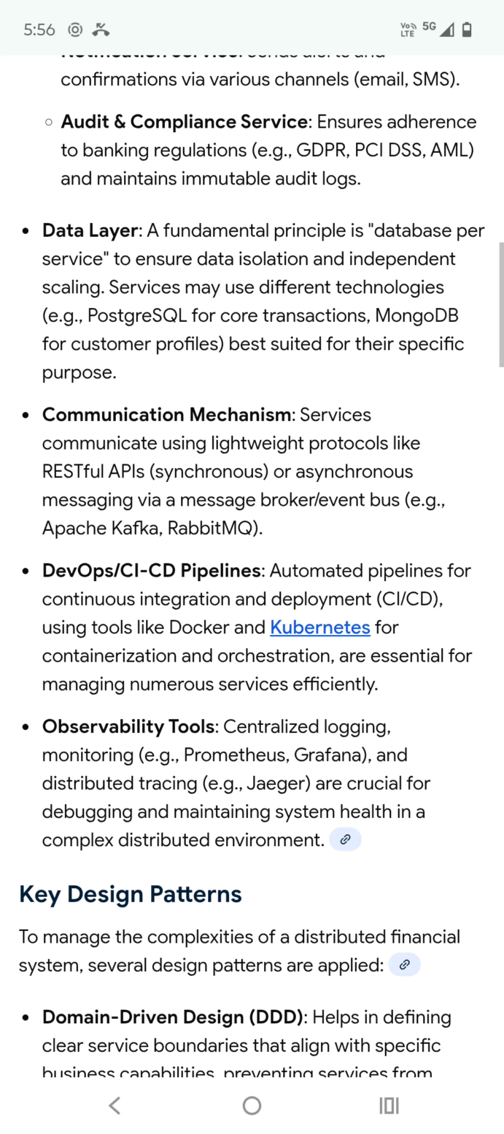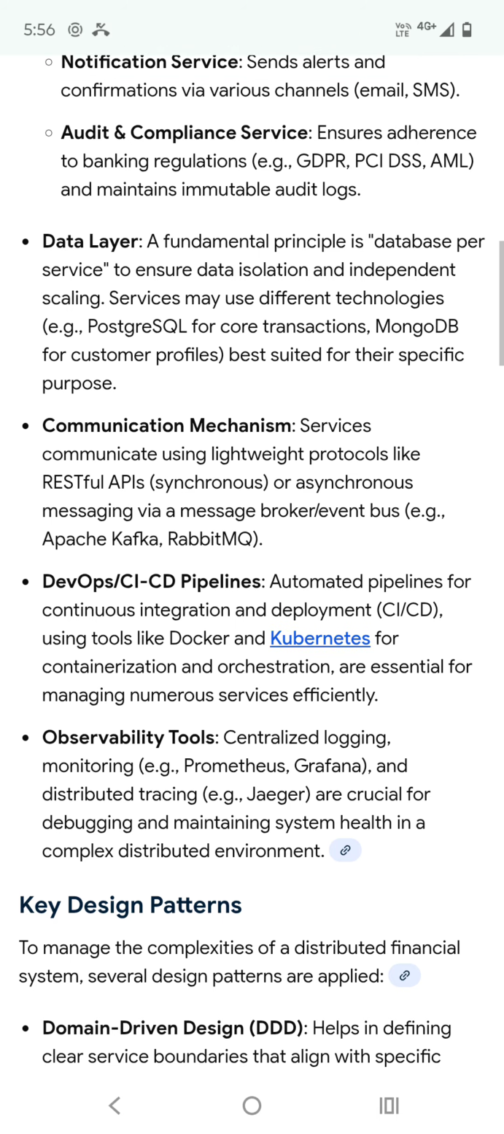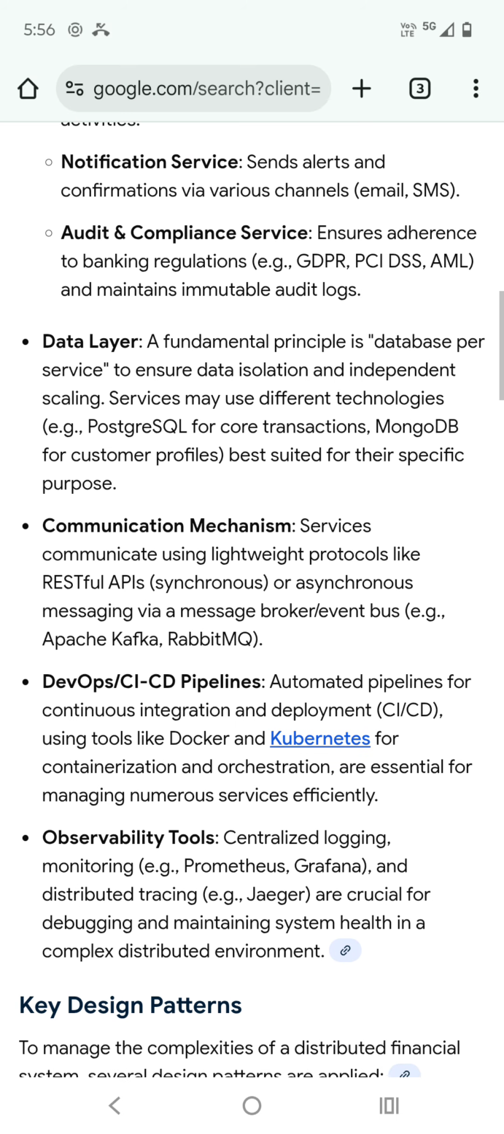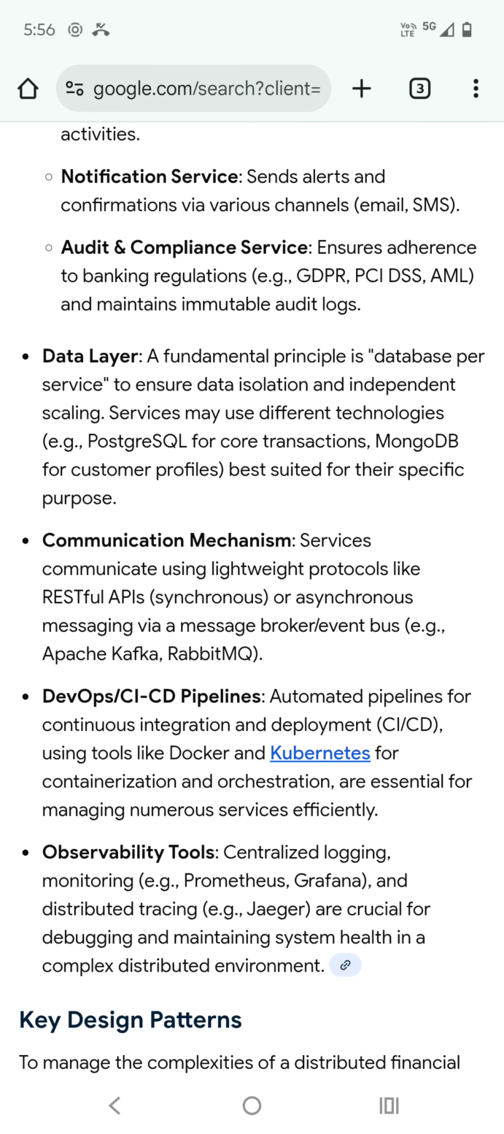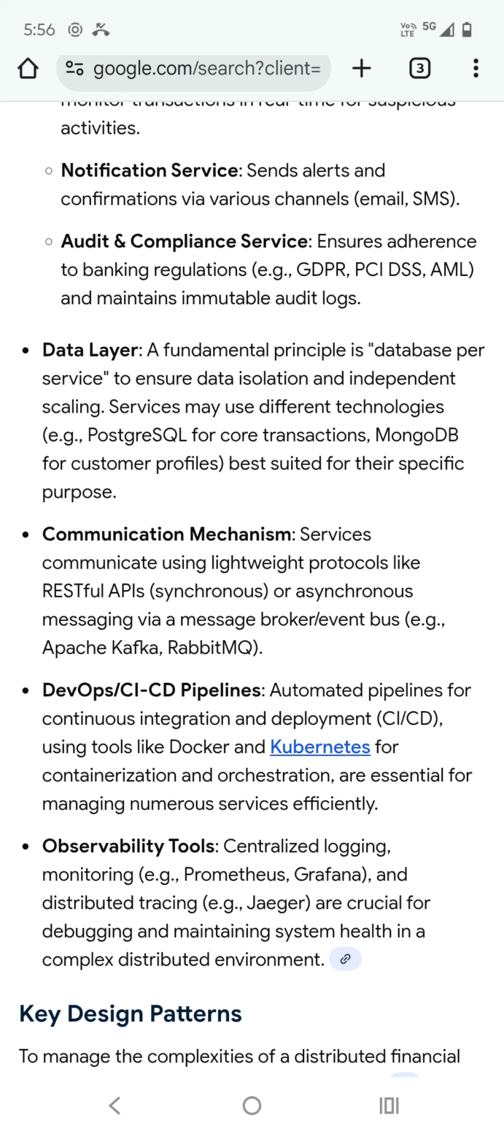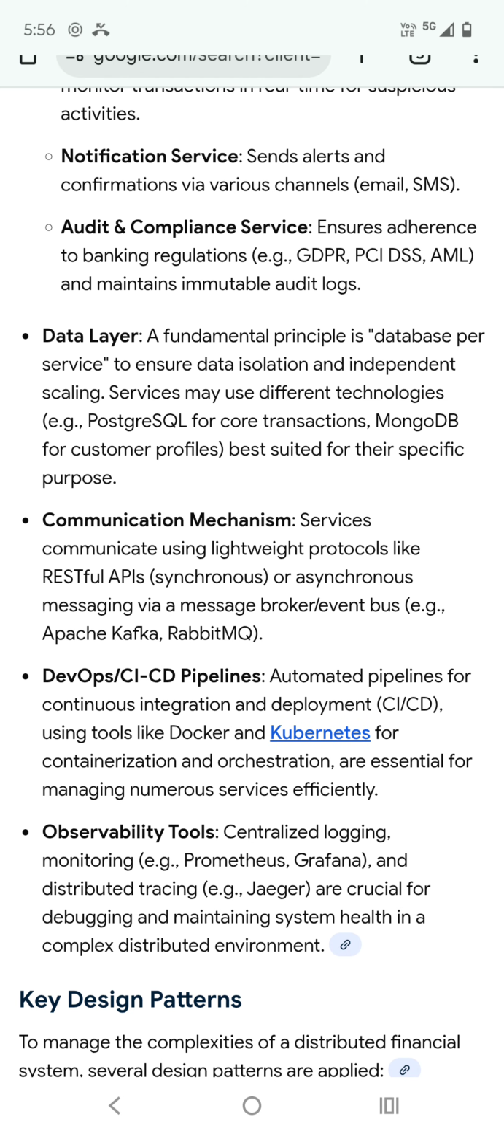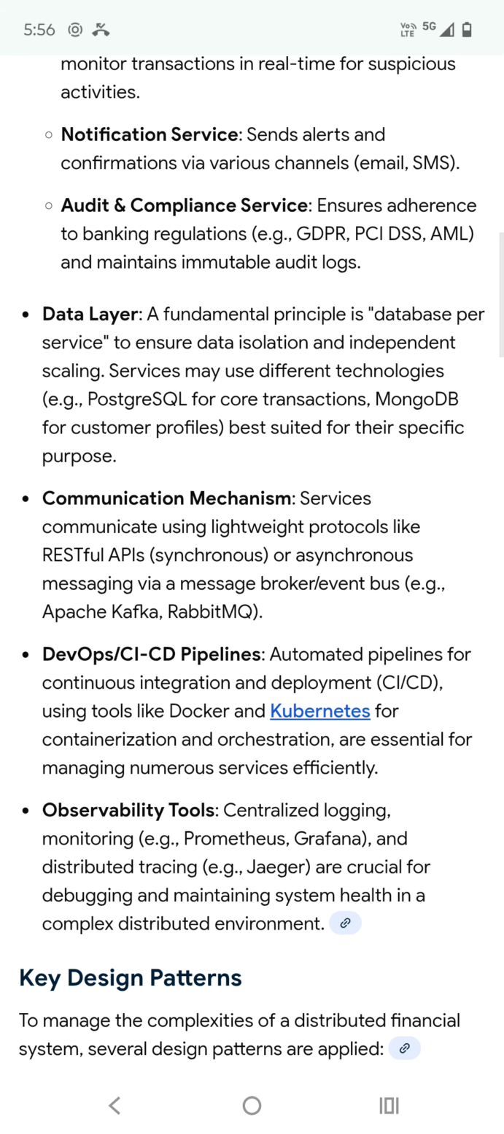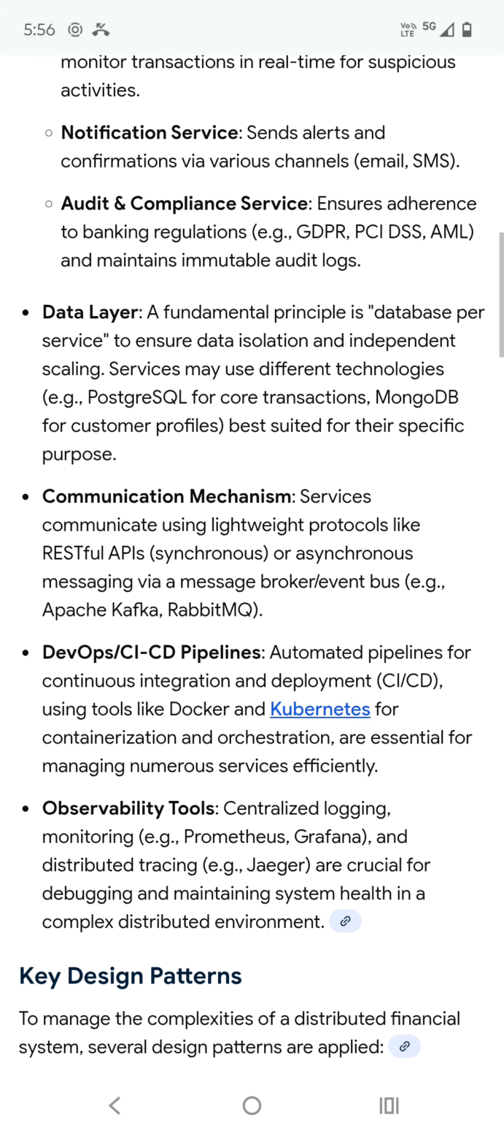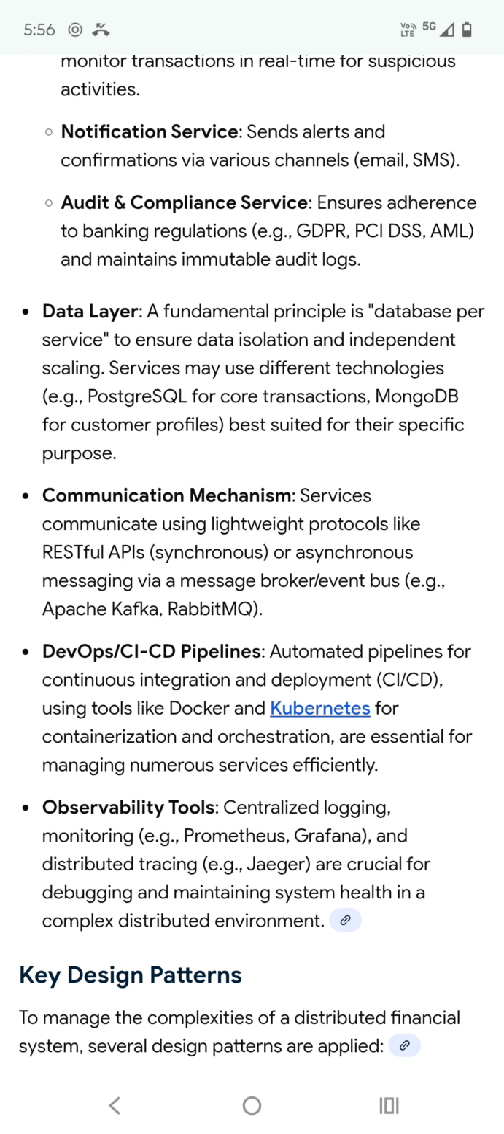Communication mechanism, okay, this is the one thing we have to discuss. Whenever you are designing a system for banking and financial applications, you may create multiple services, right? But how can you establish communication among multiple services? That is a challenging thing. We may have a complex system which may have 1,000 services, right? How do you establish communication among services?